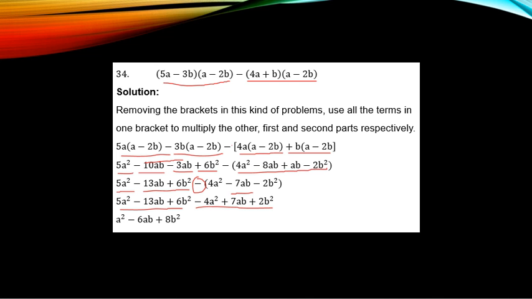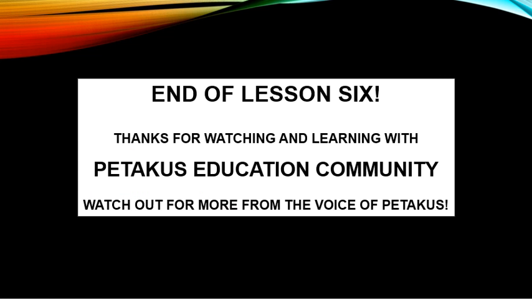So if you add and subtract like terms, you have 5a squared minus 4a squared, that is a squared, minus 13ab plus 7ab, that is minus 6ab, plus 6b squared plus 2b squared, you have plus 8b squared. So it's not something you rush over. You take it gradually, step by step. Okay. End of lesson 6.